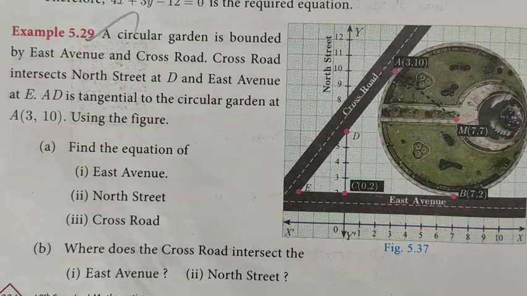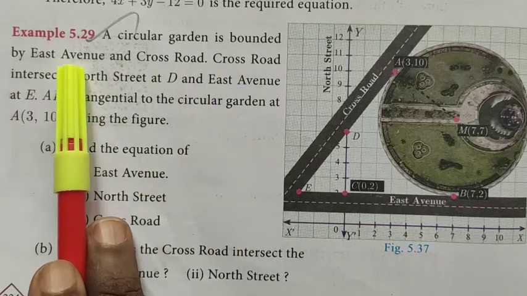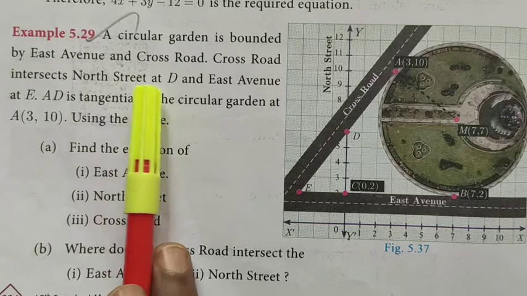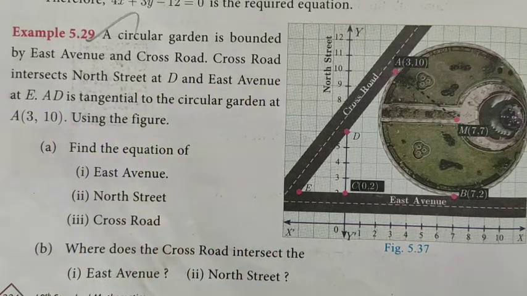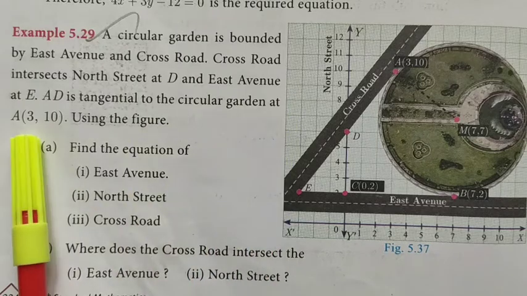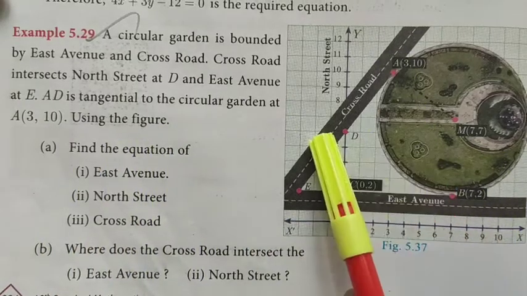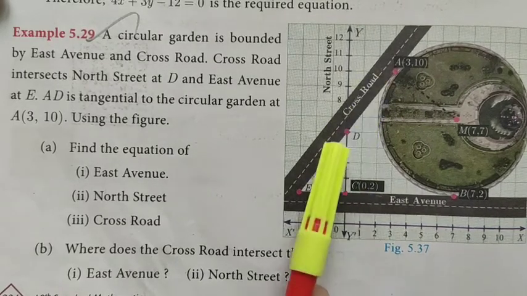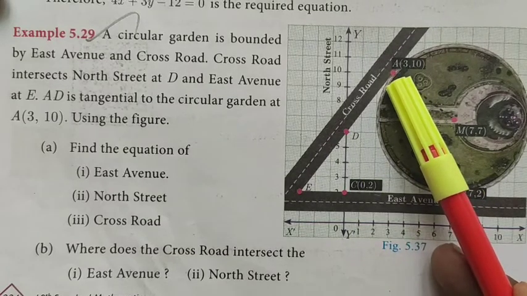Understand example sum 5.29. A circular garden is bounded by East Avenue and Cross Road. Cross Road intersects North Street at D and East Avenue at E. AD is the tangent to the circular garden at A, which is (3, 10). Using the figure, see that this is the cross road, this is the East Avenue. The cross road is the tangent line; A and D intersect at A, and the point (3, 10) is given.